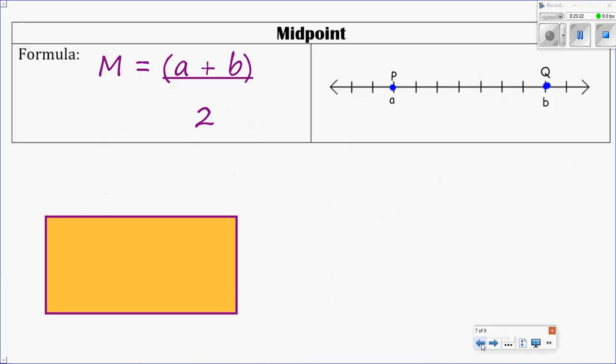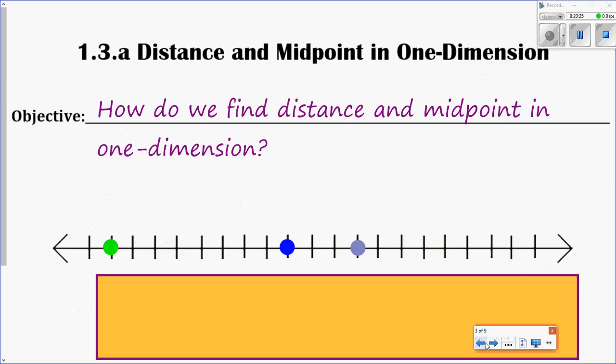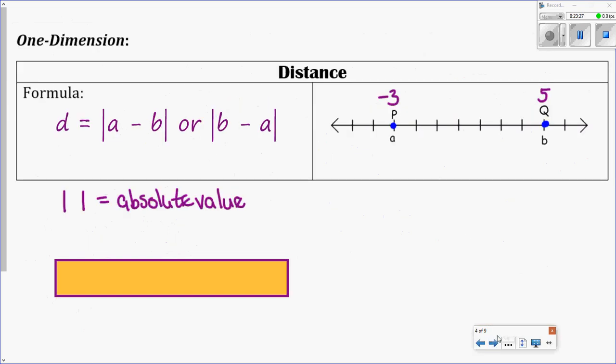Alright, so let's review. We learned two different formulas for one dimension. We learned the distance formula, which is d, for distance, equals the absolute value of a minus b, or the absolute value of b minus a. You need that absolute value symbol with one dimension when it comes to distance, because if you give me an answer of a negative distance, you need to use common sense and ask yourself, does that make sense? Because you can't walk negative 2 miles. No one says that. So absolute value helps eliminate that negative and turn it into a positive.